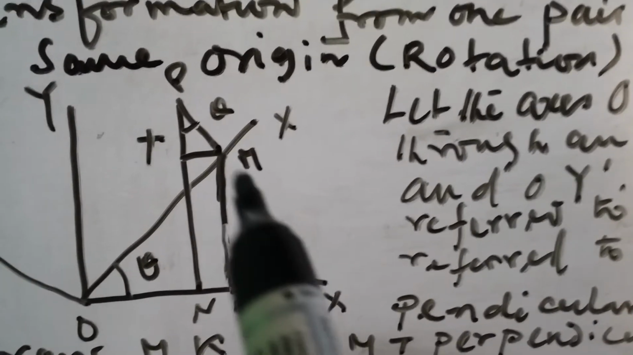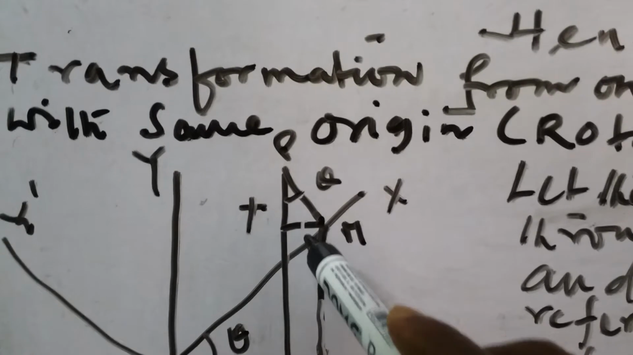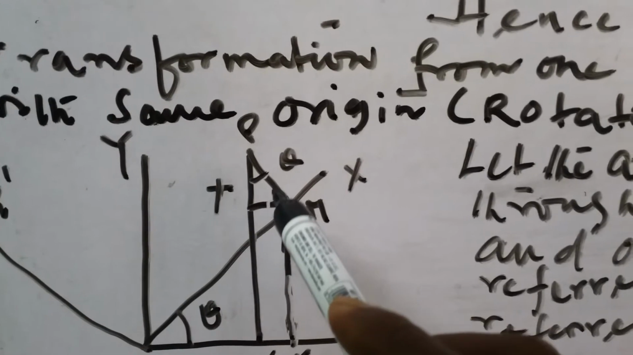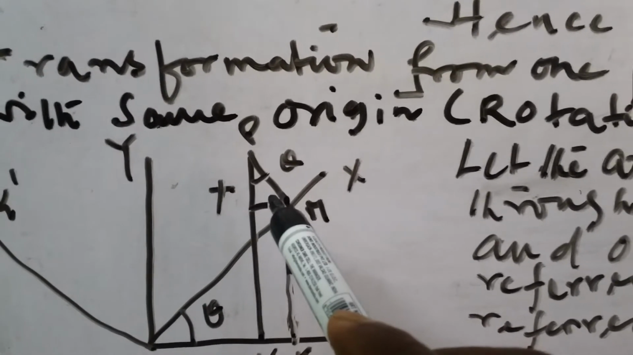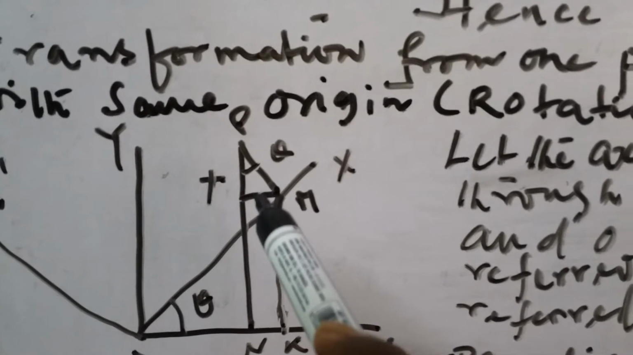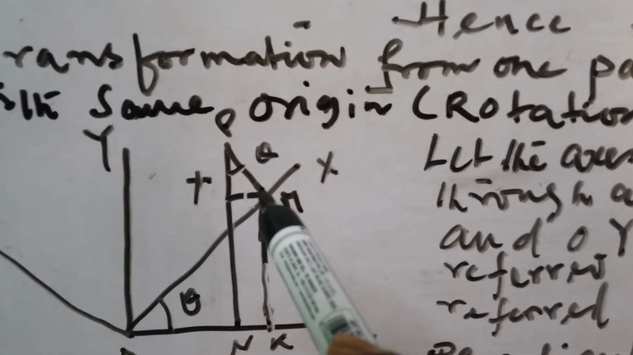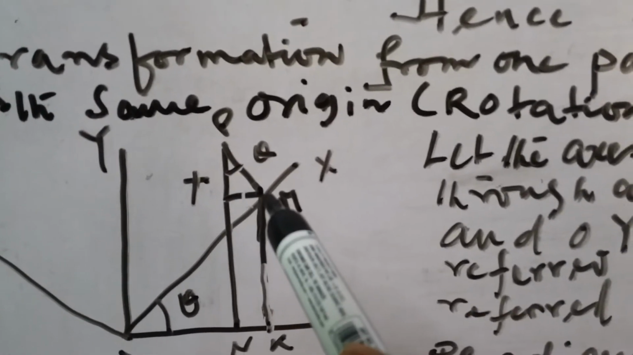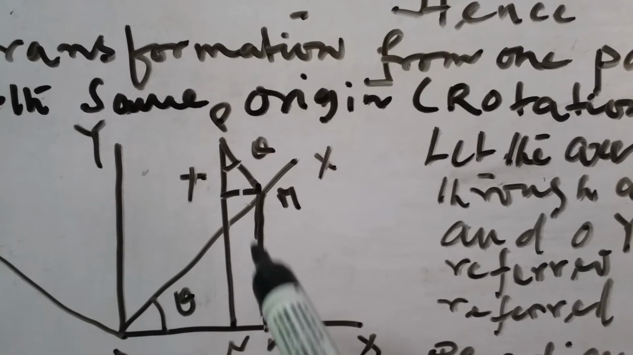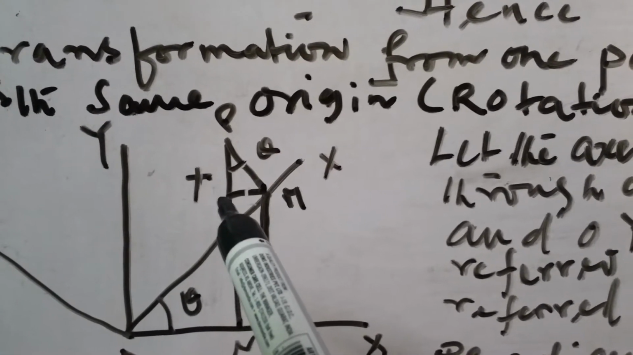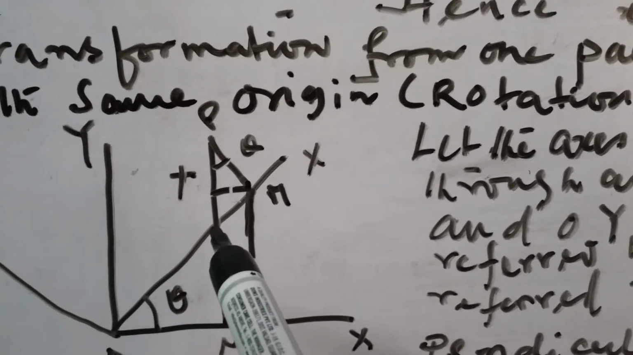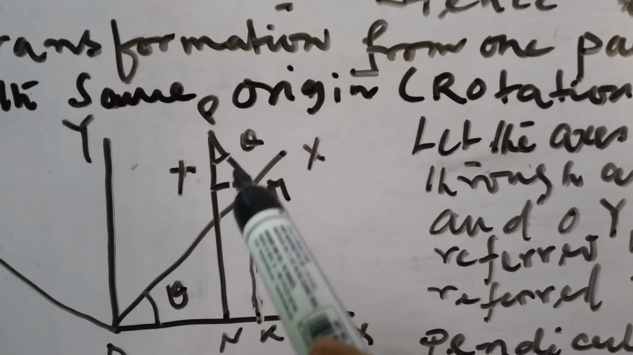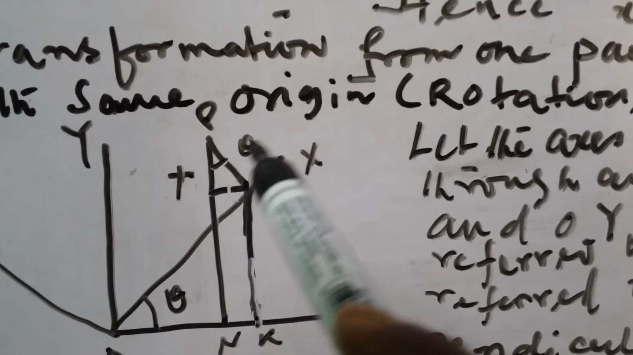So this angle is theta, this must be theta, and that is 90, so that is 90 minus theta. Okay, that is 90, so this is theta. As I did not say previously, from P draw a perpendicular PM, draw a perpendicular MK, and draw a perpendicular PT. Since these are parallel, this angle and this angle are alternate and equal, that is 90 minus theta, and that is 90. So this angle is theta.